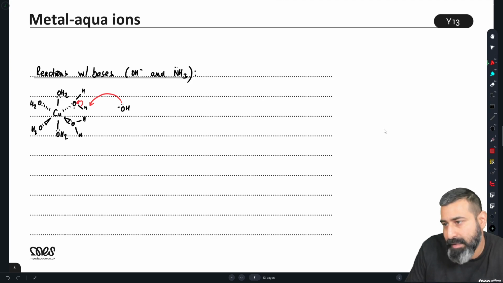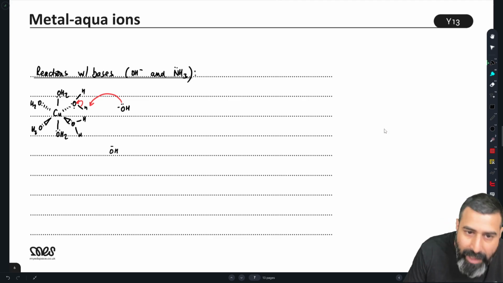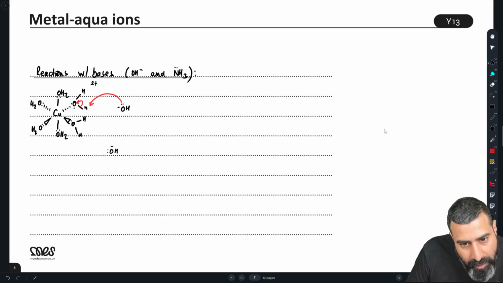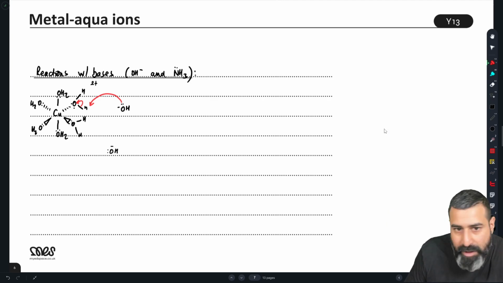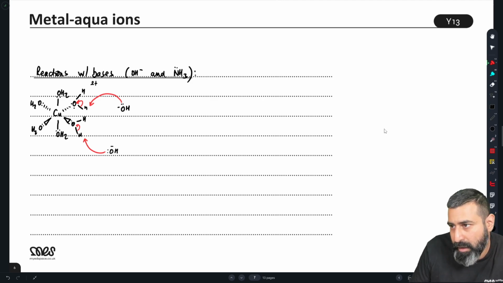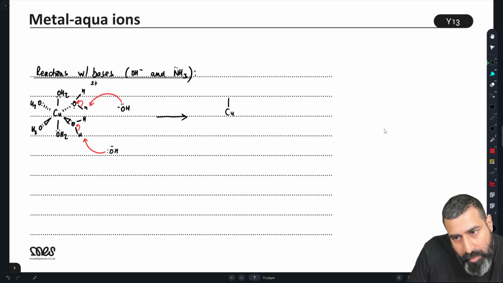And in fact, this can happen twice. So remember, I haven't put my charge, but this has got a 2+ charge. And then we can get another deprotonation here. So that OH bond breaks as well, and look at what we get. So we will get Cu. We've got 4 water ligands now.